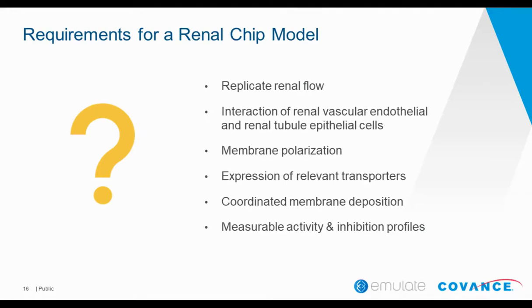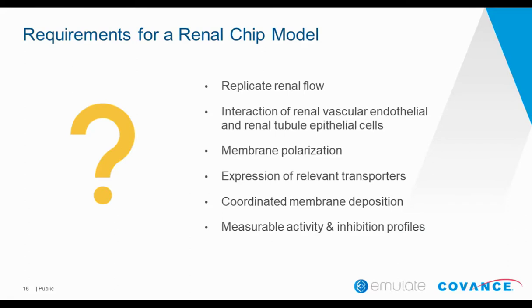So when we entered into the collaboration with Emulate, one of the goals that we had was to establish the list of requirements that are going to be needed to generate a translatable model to fill that gap that Steve mentioned towards the beginning of the talk. I think over the last few slides, you saw that Emulate has done an outstanding job with the engineering in really replicating the renal flow that you would see within a physiological system, as well as the interaction of both the vascular as well as proximal tubule cells. And this was shown to result in appropriate membrane polarization, which is critical for the appropriate disposition of the transporters on either the apical or basolateral side of the cells.